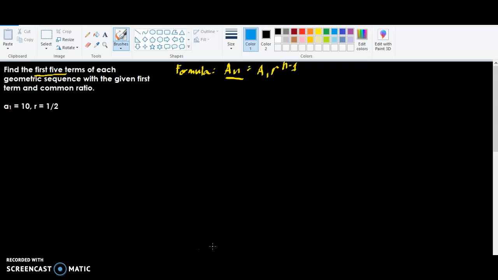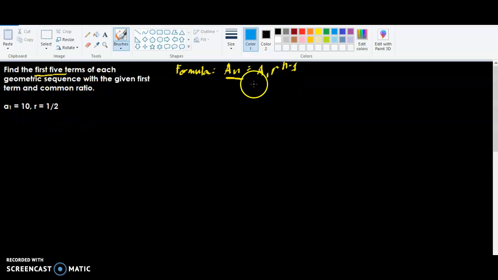Okay, hello grade 10, and let us review how to find the terms of a geometric sequence. So let's take for example this problem over here. We want to look for the first 5 terms of each geometric sequence with the given first term and the common ratio. We have here the given, our a sub 1 or the first term is 10 and our common ratio is 1/2.